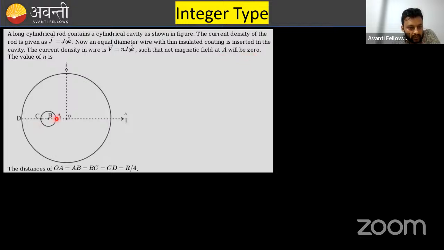Where is point A? This point A. The value of n. Where was n in this? This is n. Okay. Done.